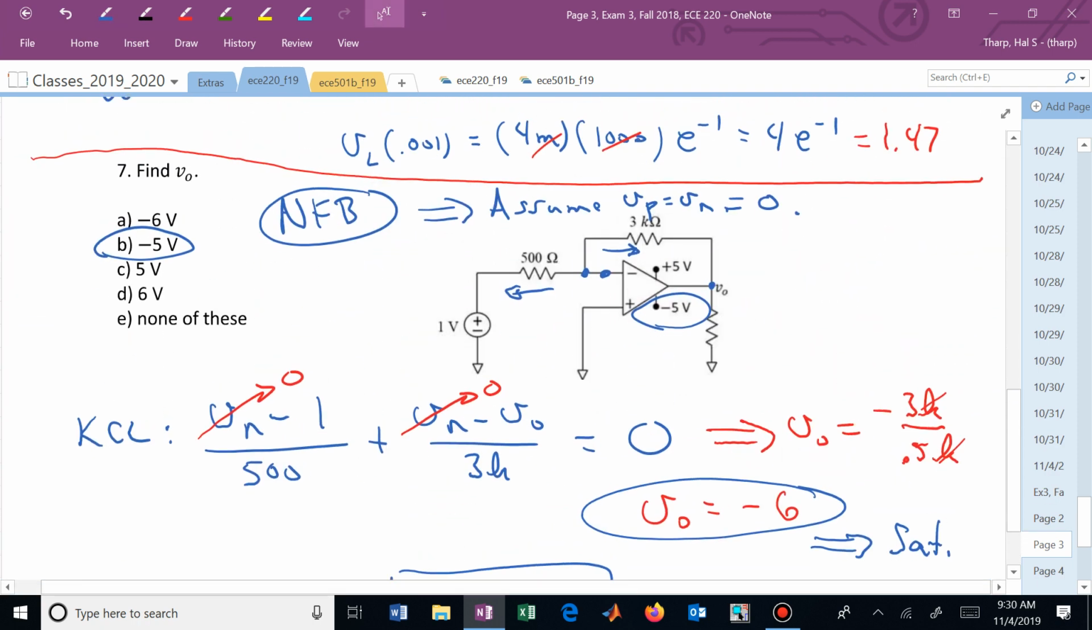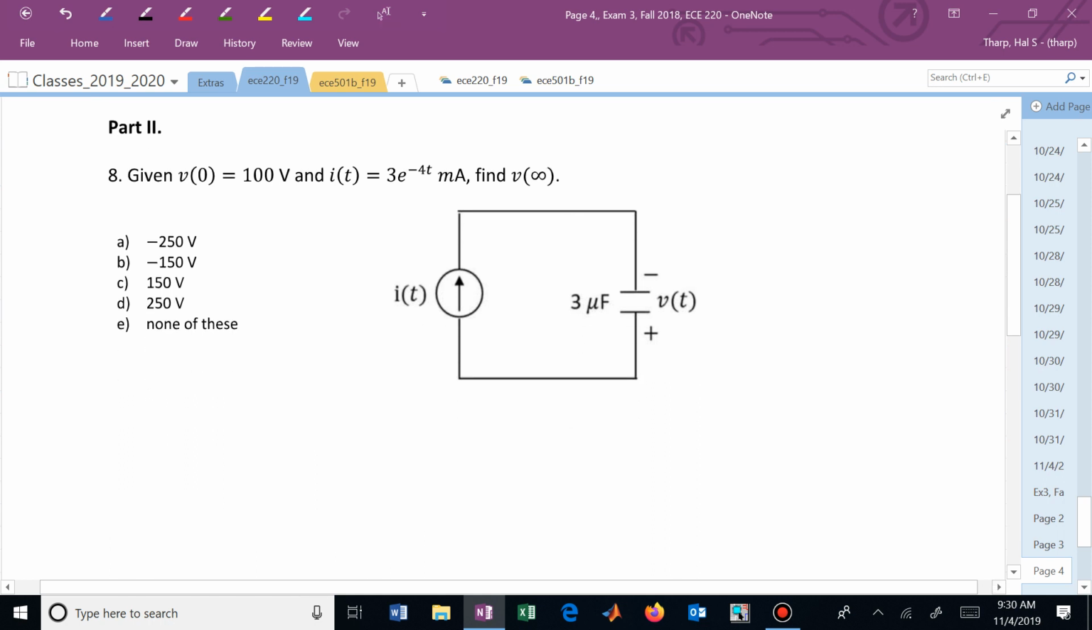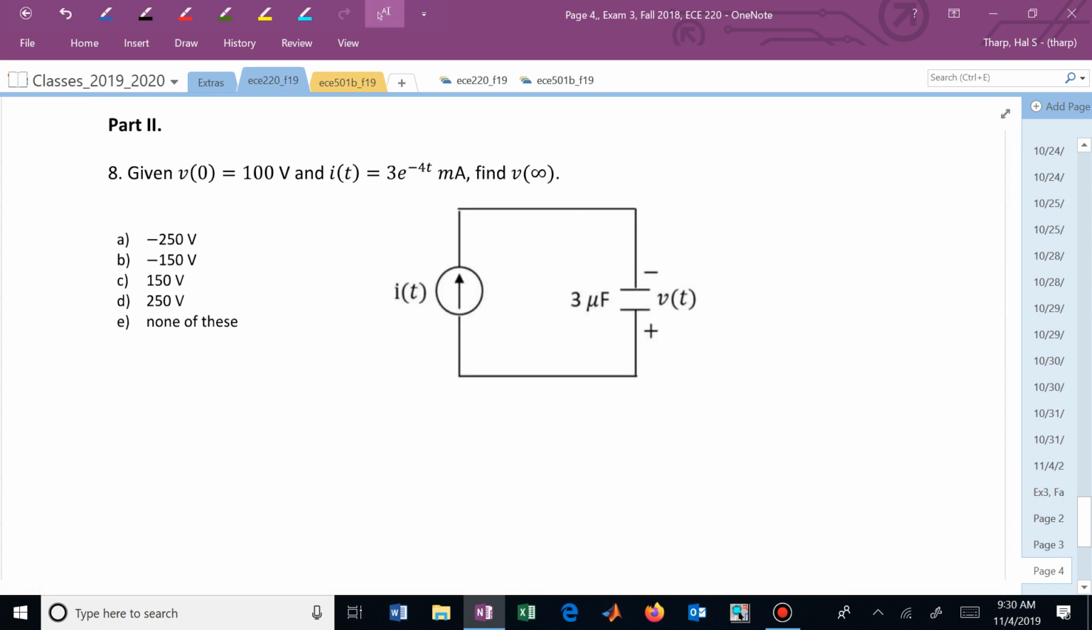Whoops. Page 4. How many pages do we have? Quite a few more. We need to, I guess, hustle it up.